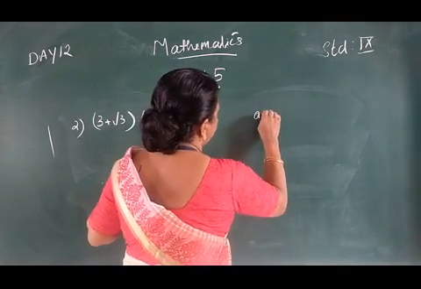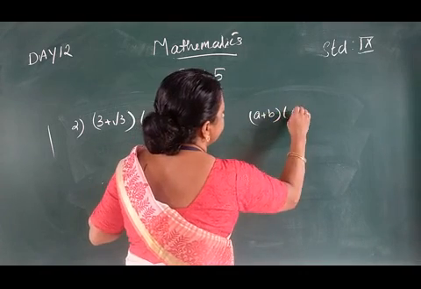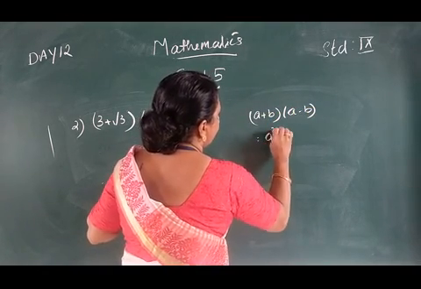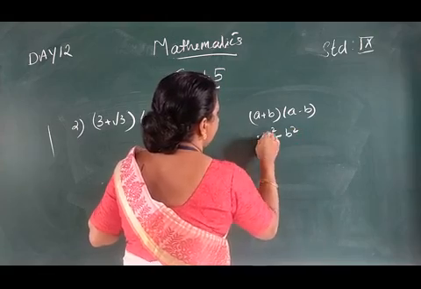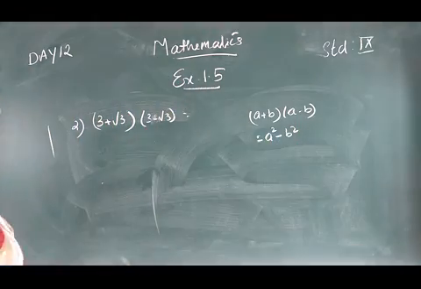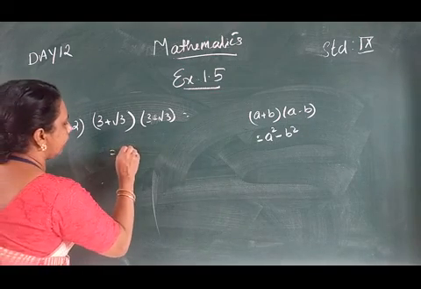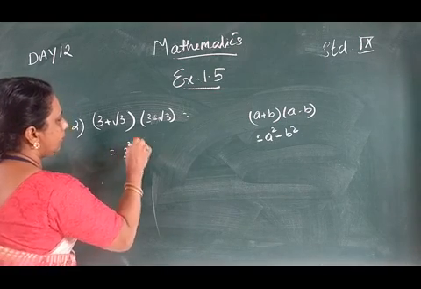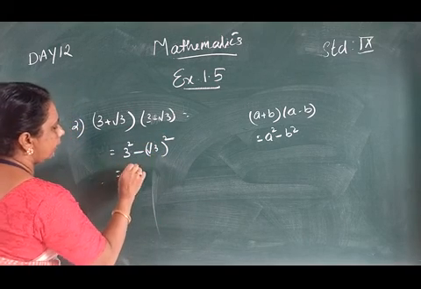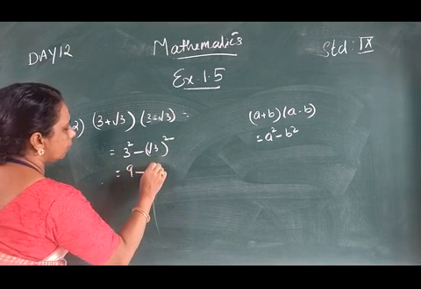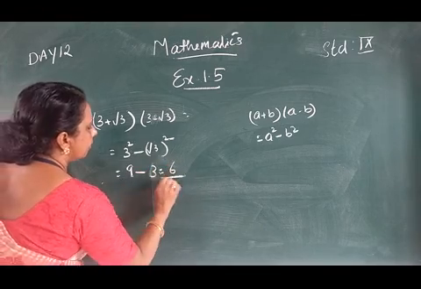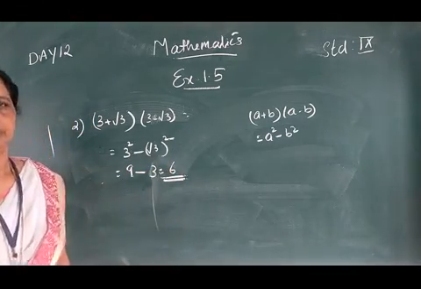I am using the identity A plus B into A minus B, that is A square minus B square. What is A? 3 square, minus what is B? Root 3 the whole square. 3 square is 9, root 3 the whole square is 3. You get 9 minus 3, that is 6. Okay.